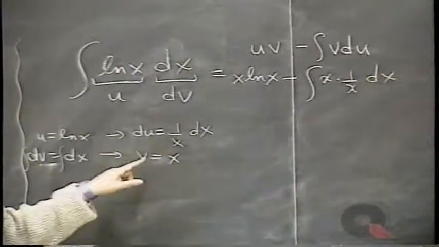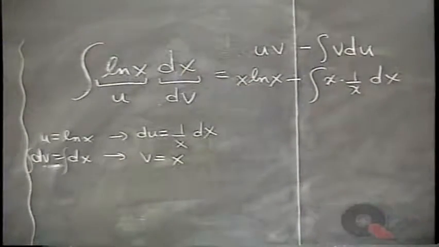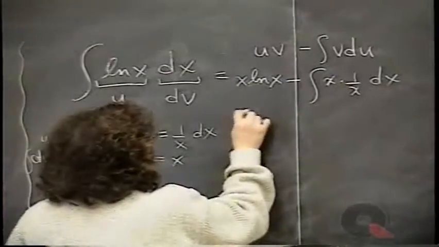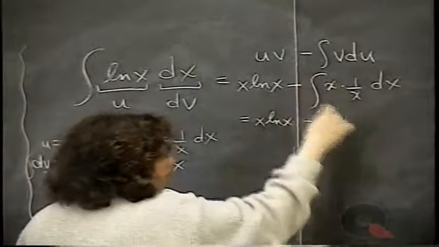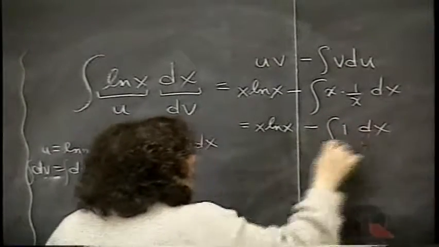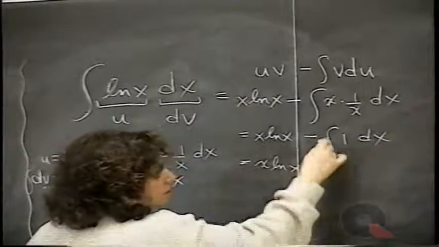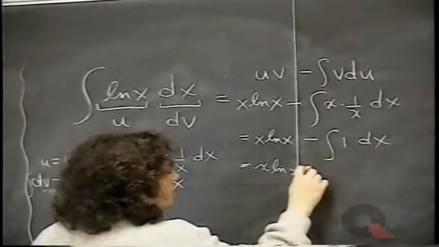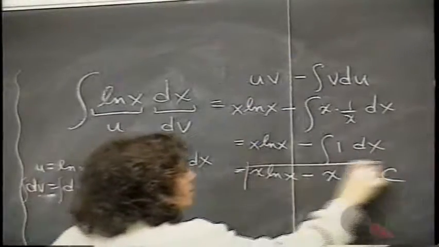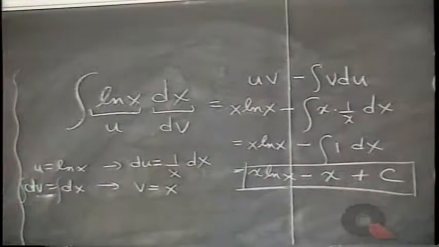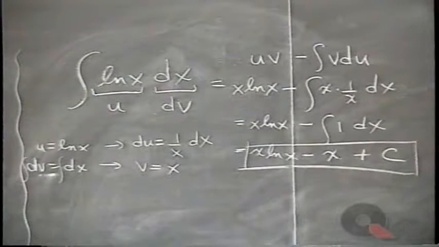uv, x ln x, minus the integral of v du. x times 1 over x dx. So this becomes x ln x minus the integral, the x's cancel, of 1 dx. Or x ln x minus, now the integral of 1 dx is just x plus c. x ln x minus x plus c.